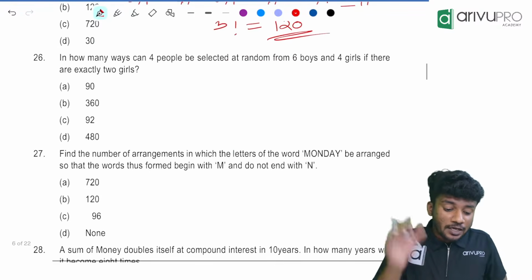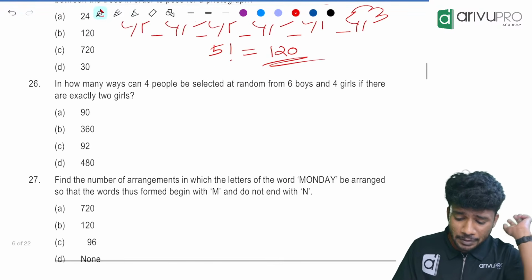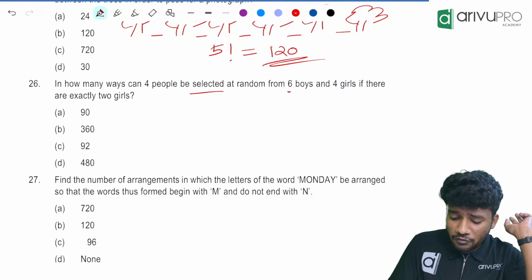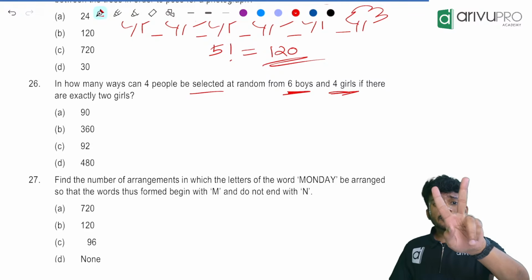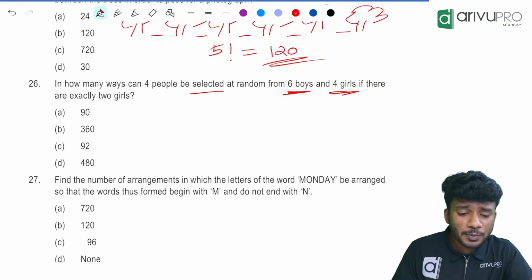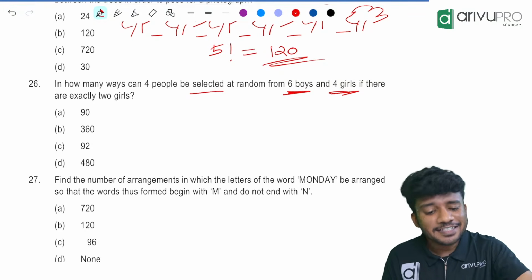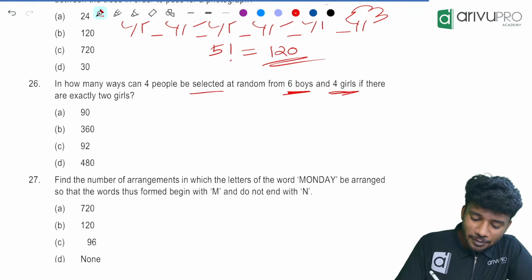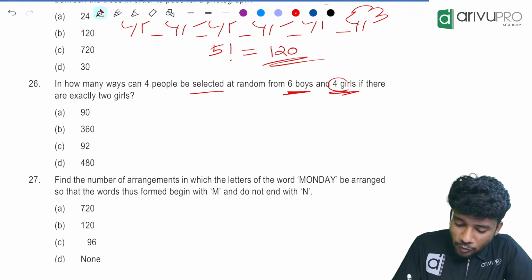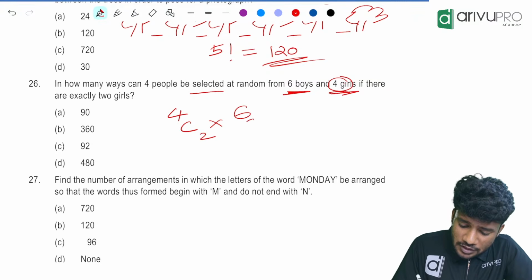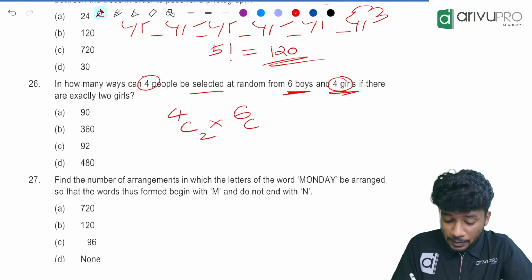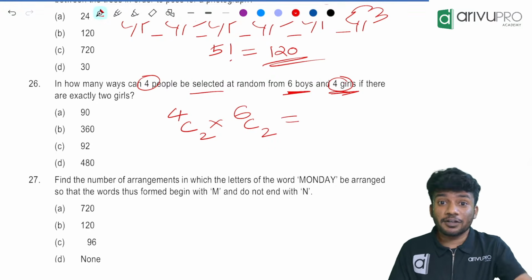Next question. In how many ways can 4 people be selected randomly from 6 boys and 4 girls if there are exactly 2 girls? Exactly 2 girls means always 2 girls should be selected no matter what. How many girls are there in total? 4 girls. From 4 girls I choose 2, and from 6 boys I choose the remaining 2 people, correct? In total we require 4 people.